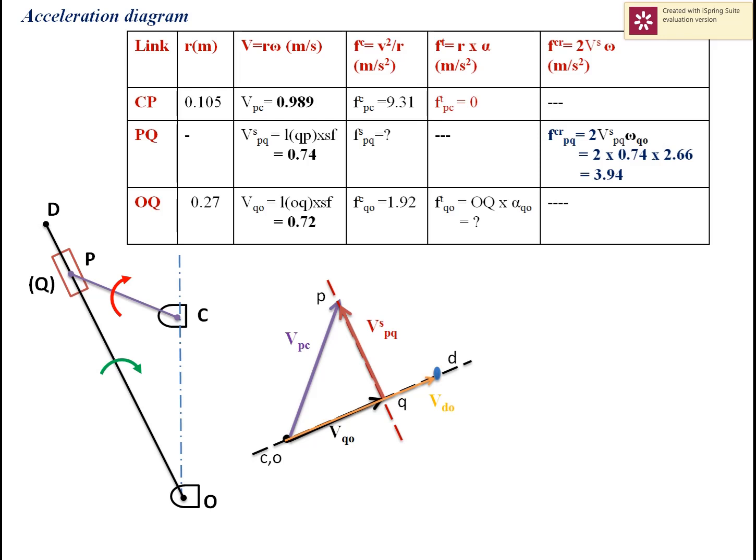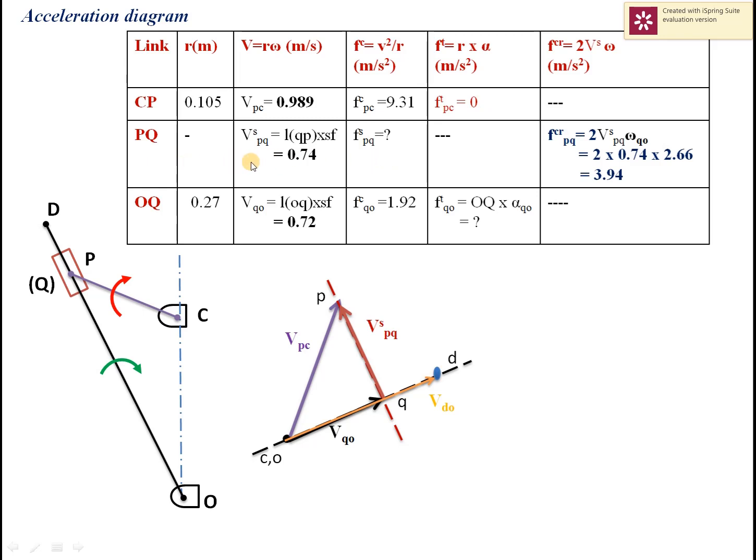For link CP, which is the crank, nothing is mentioned about the angular acceleration of the link, so we safely assume that the crank CP rotates with uniform speed, so its angular acceleration alpha is 0, and so its tangential component of acceleration, that is FTPC, is 0. So for link CP, we have two components of acceleration, centripetal or radial component FCPC equal to 9.31 and tangential component FTPC equal to 0.